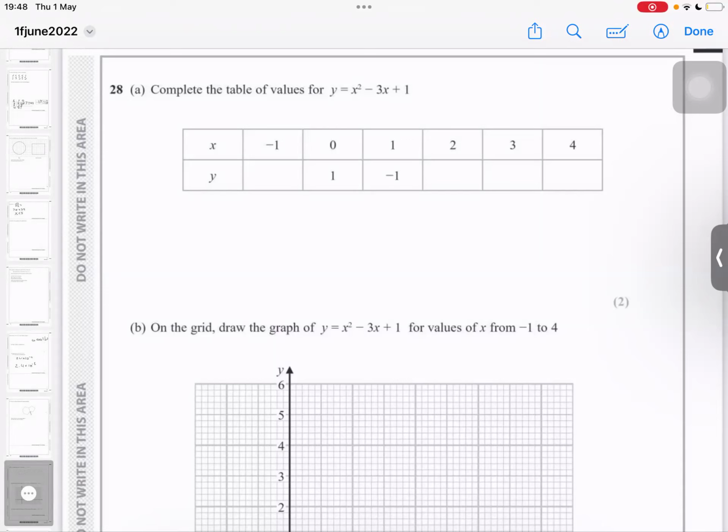Then -3x. Remember, the x is -1. So -3 times -1. What would you have? 3. Good. So what you now have is 1 plus 3 plus 1. But what would that give you? 1 plus 3 plus 1. 5. Good. So that means 5 is your value for y in that box. So you can put 5 there.